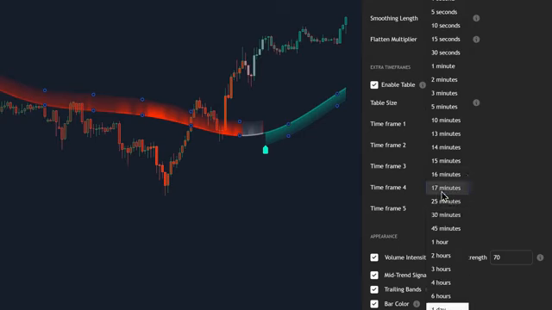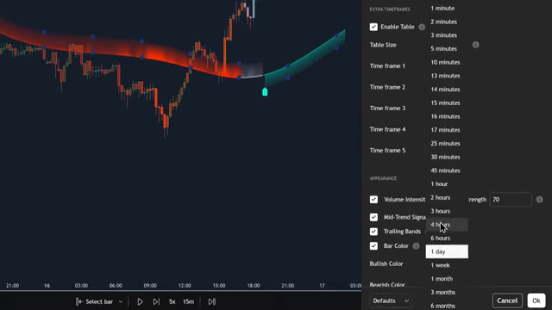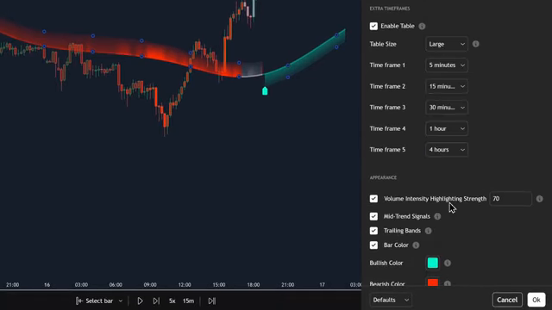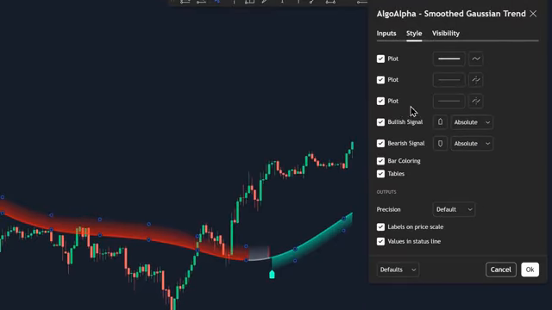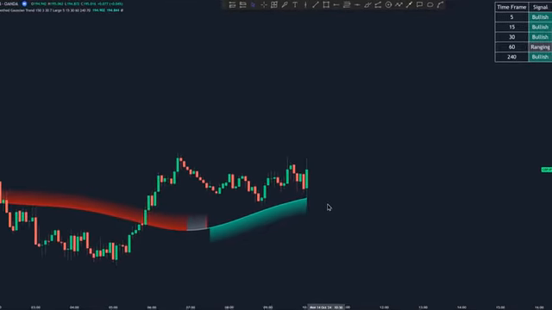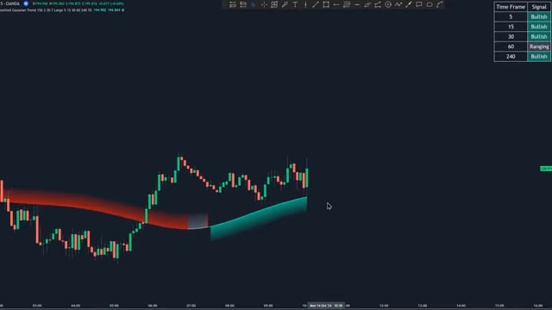and 4 hours. And then here we have volume intensity highlighting. I'm not gonna be using this option, so I'll disable it. I'll keep the mid signals enabled, enable the trailing bands, disable the bar colors. On the style tab, I'm going to disable the bullish and bearish signals because I won't be needing them. After that, click OK.